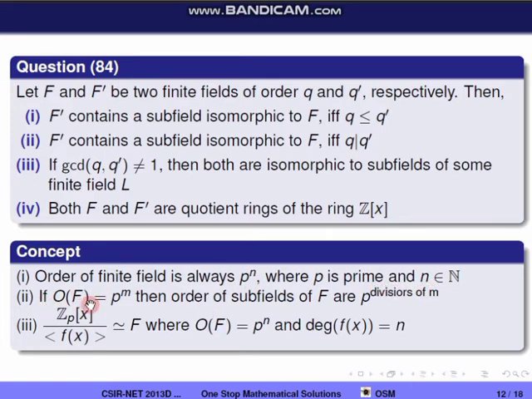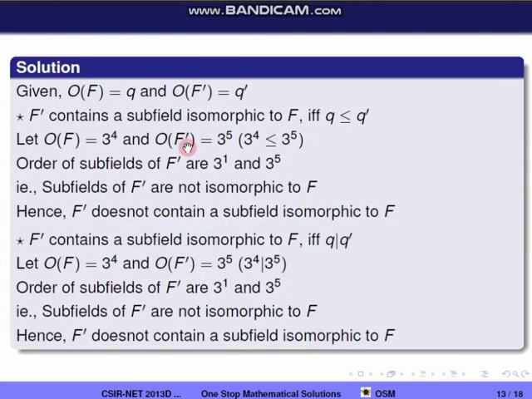If the order of F is equal to p power m, then the orders of subfields of F are p power divisors of m. Also, Zp[x] modulo the ideal generated by f(x) is isomorphic to a field, where the order of the field should be p power n, and n is the degree of f(x). So we look into the question. The order of F is q, and the order of F dash is q dash. We'll check the options one by one.